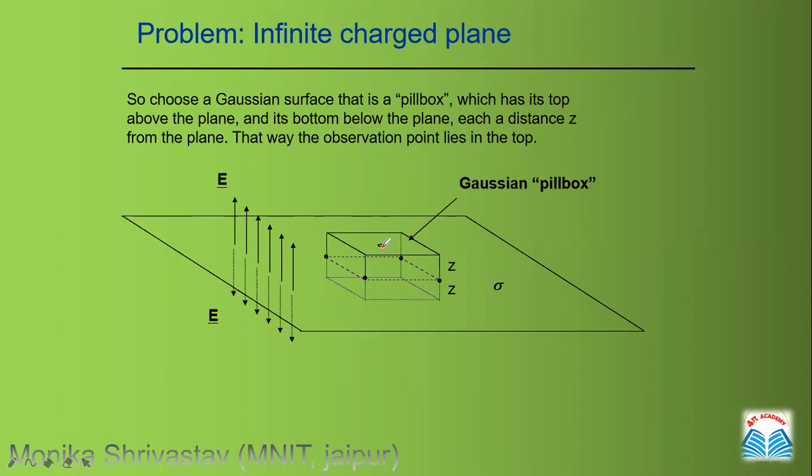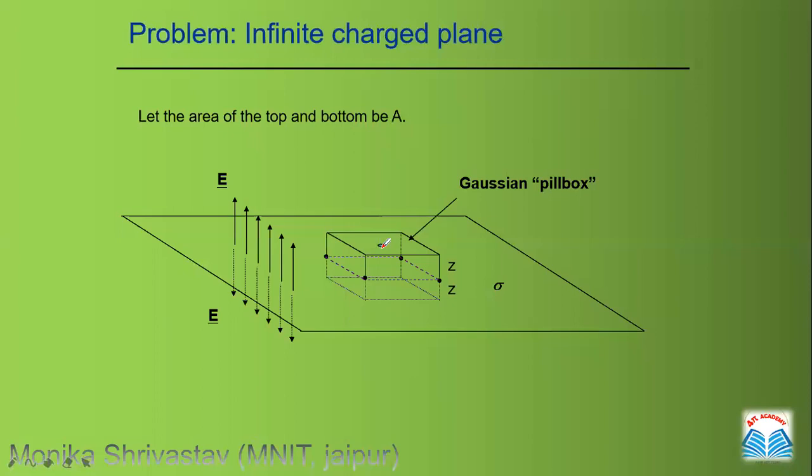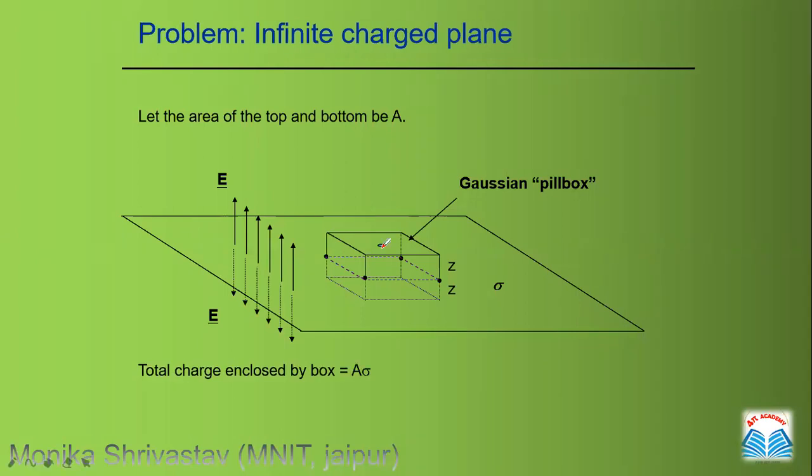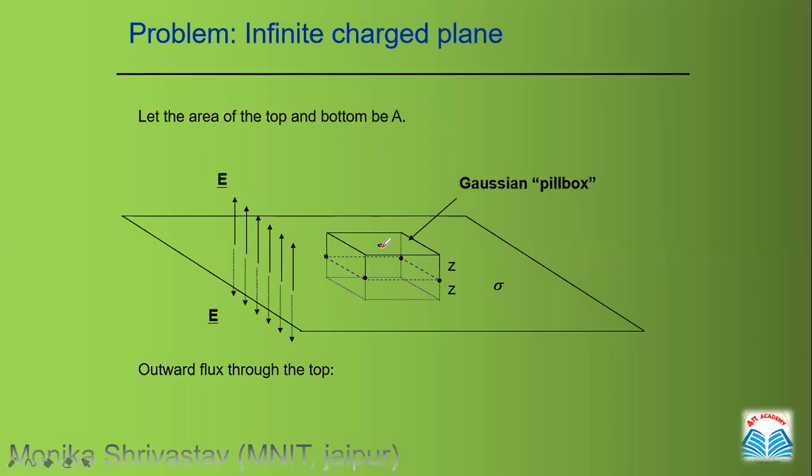So always remember, for plane or sheet problems, we will consider a closed surface that will be a Gaussian pillbox. The pillbox has the symmetry of a cube or cuboid. Let the area of the top and bottom be A. We are considering the area as capital A, so the total charge enclosed will be A into sigma. And the outward flux through the top, the flux coming out from the top.